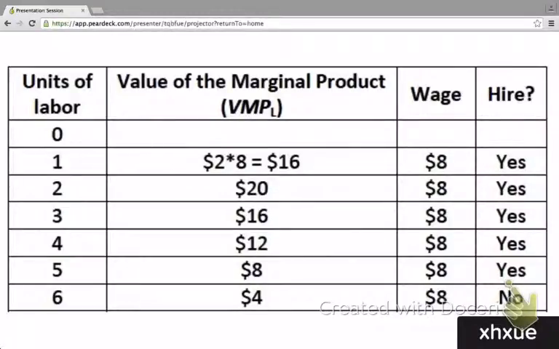We hire up to the point where the value of the marginal product of labor, or any input, is equal to the cost of that input, in this case, the wage. Now, if they're never equal, then you hire up to the point where the VMPL is just greater than the wage. You never hire where the wage is greater than the VMPL.